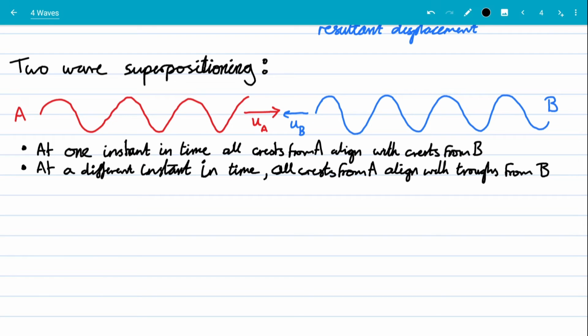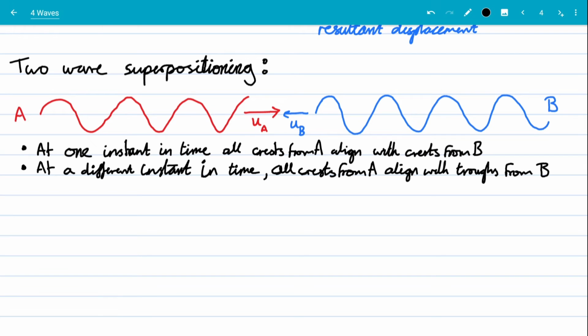And at another instant in time, there's going to be destructive interference. And we're going to cycle between the two. And that's the way it's going to work. Because the waves are moving, at one instant in time, if we look at a particular point in space, it will be a crest for A coinciding with a crest from B. But then, about half a time period later, that will be a trough from A, but also a trough from B. Remember that A is moving at a certain velocity, and it has a certain frequency.